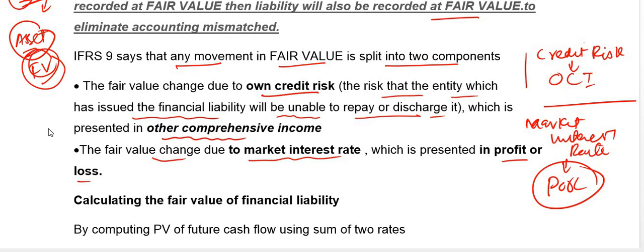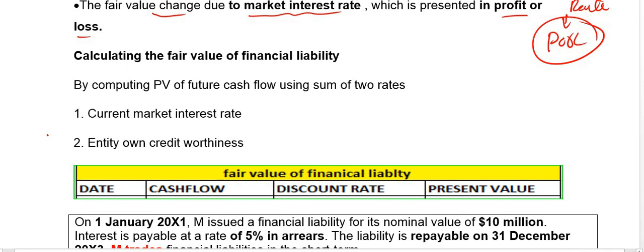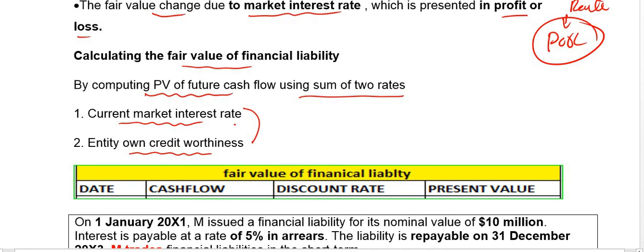Okay guys, now we have here how we will calculate the fair value of a financial liability. Whenever you calculate the fair value of a financial liability, you compute the present value of the future cash flow using the sum of two rates: the first is the market interest rate and the second is credit worthiness. You add up these rates, and use the discount factor to calculate the present value.